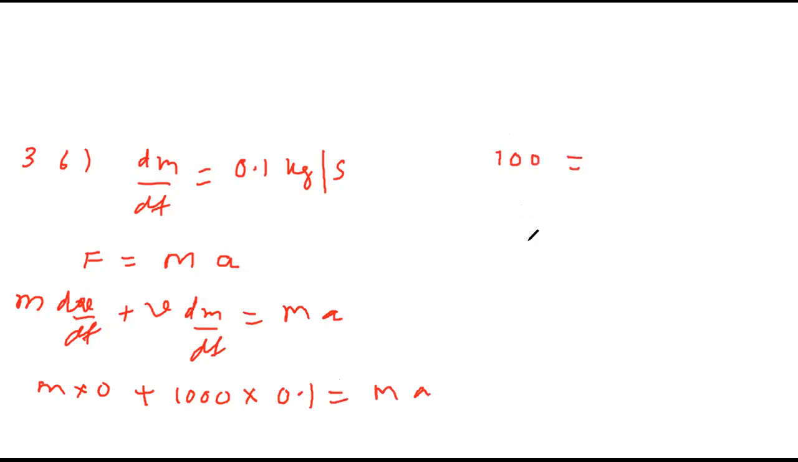equals to... what is the answer given? 1. So 1, correct. 100 equals 100A, A equals 1. 1 is the answer, correct. That means if g is not given, discard that. So it is moving up with acceleration of 1.